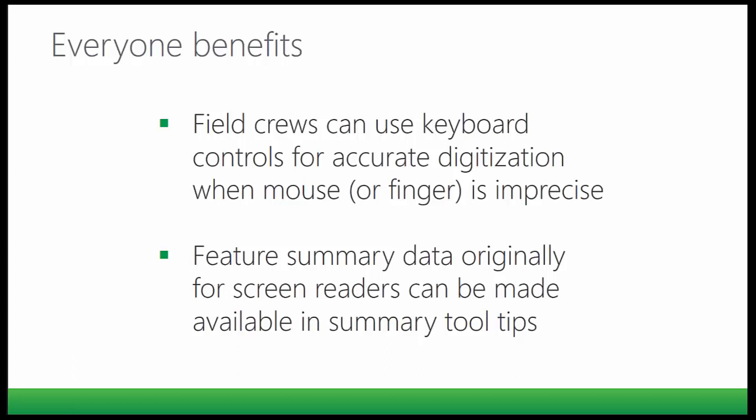We've seen feature summary data originally used for screen readers, like that map summary that you heard earlier in the call, available for summary and tooltips. Because when I'm looking at that park, my human eye can't easily discern that there's 75 or 78 trees there. But the system can tell me that and provide that information to me. So we're already seeing the benefits of this technology for everyone.